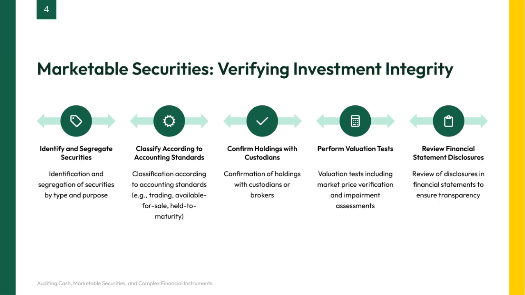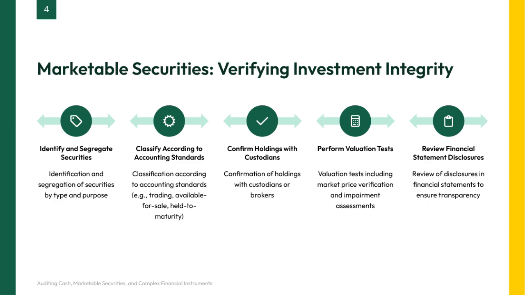When verifying the integrity of marketable securities, the first crucial step is to identify and segregate them based on their type and intended purpose. This helps maintain clarity and proper management of each security. Next, it's important to classify these securities according to established accounting standards, such as whether they are held for trading, available for sale, or held to maturity, as each category has different reporting requirements.